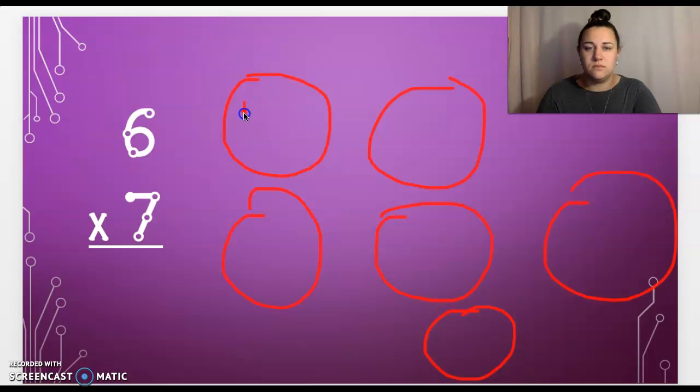Awesome, 7. So I put 1, 2, 3, 4, 5, 6, 7 in each of my 6 groups.